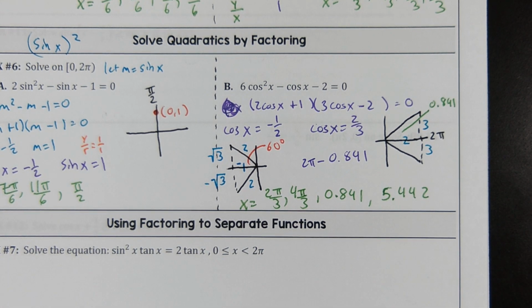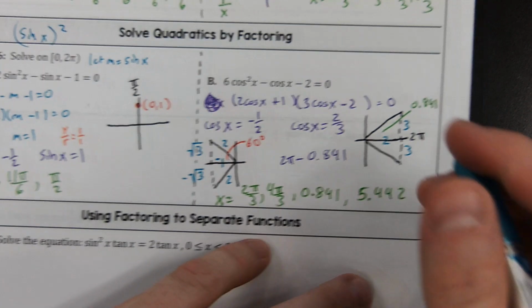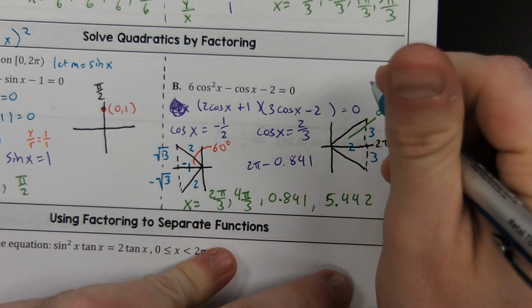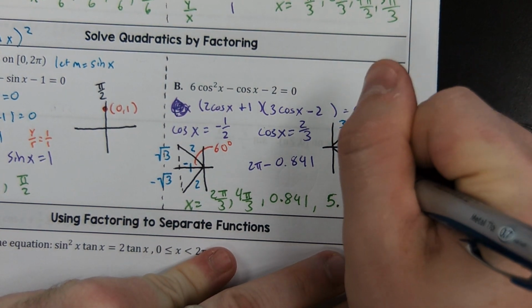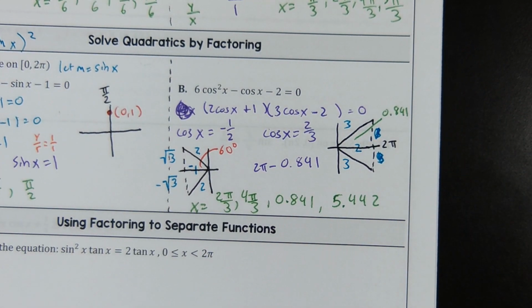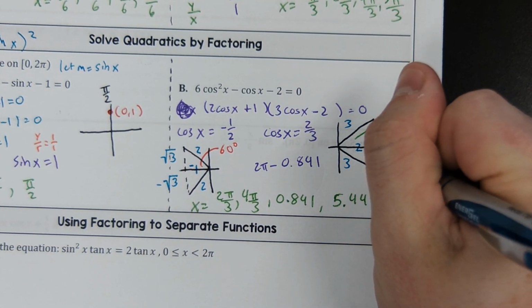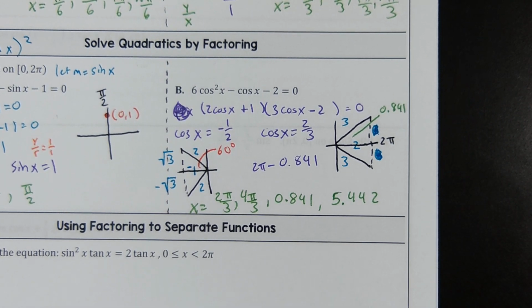Yes? Oh, my picture's backwards? Yeah, the 3 is the... Sorry, it's not the y, it's the radius. There you go. Oopsie. There we go. Cool, though? Everybody good with that? Okay.